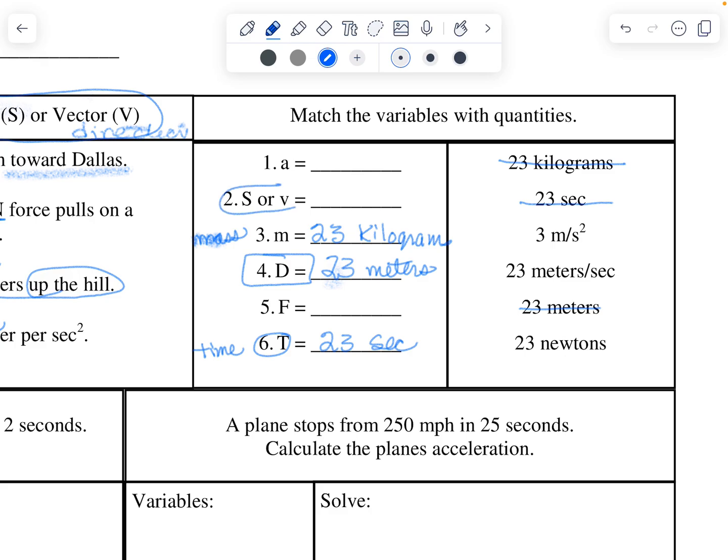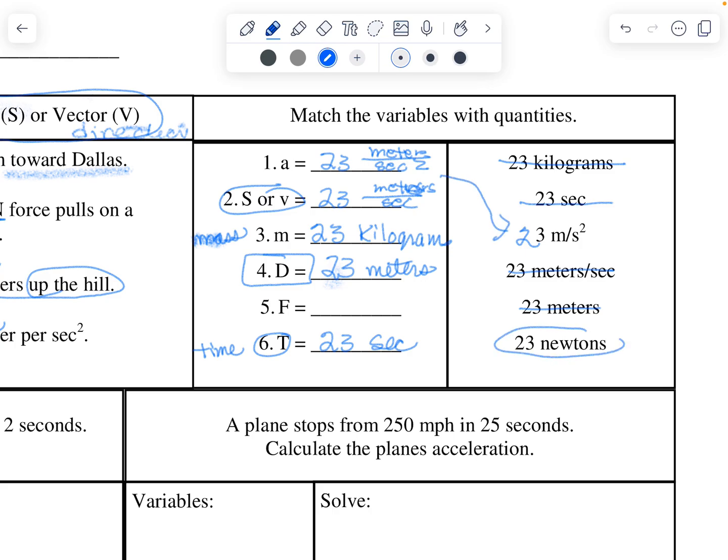Next, let's do speed or velocity, and that will be 23 meters per second. This should have been a 23 here. Go ahead and put that in. I don't know why that came off. Acceleration will be 23 meters per second squared. This one right there, if you're having trouble reading that.